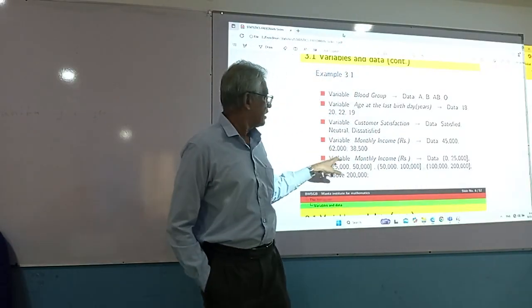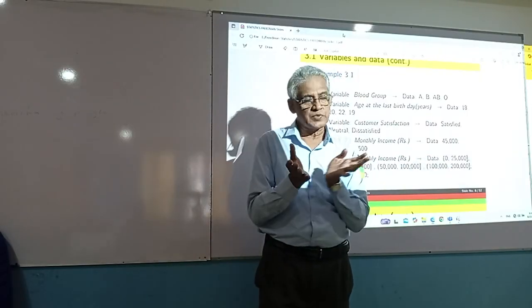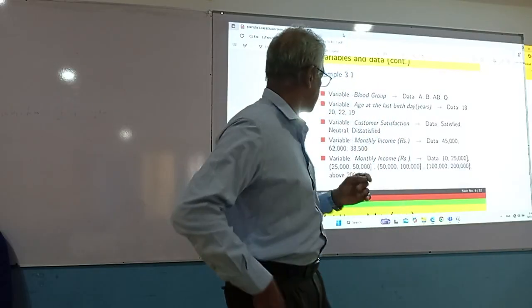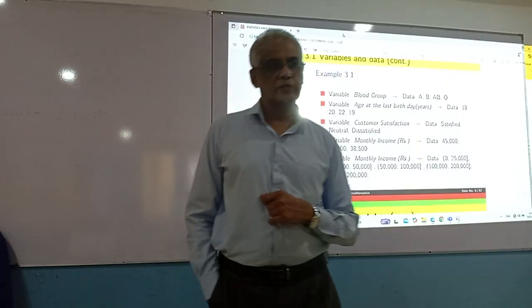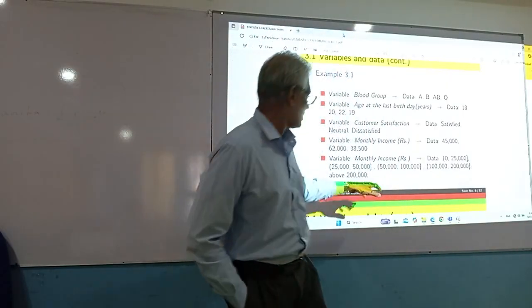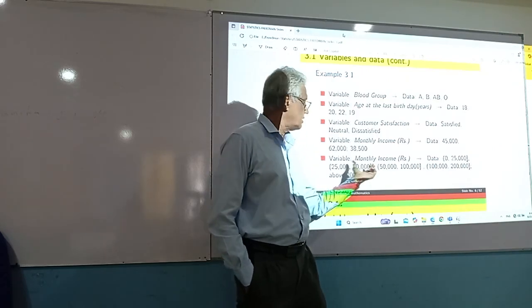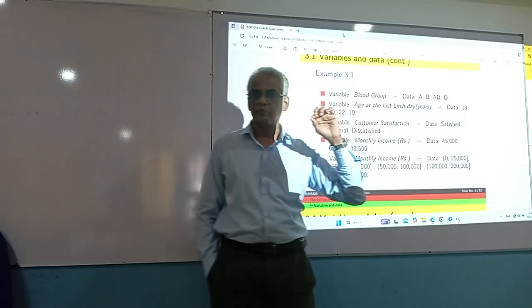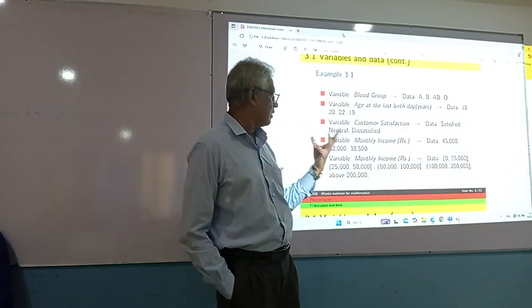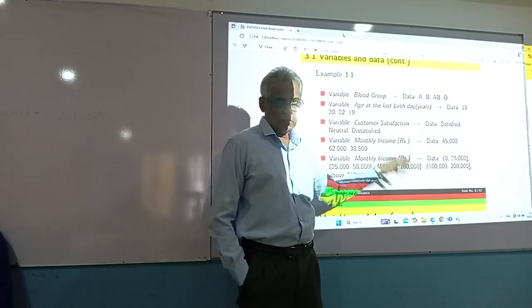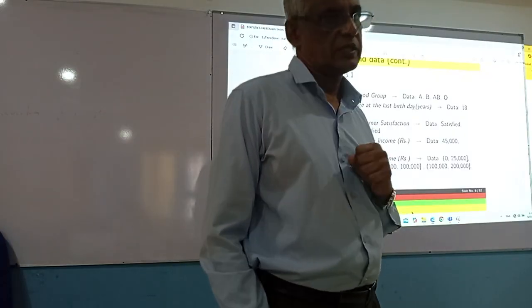If you are looking at the variable monthly income, but the possible data are groups like this, then still the variable is monthly income, but now it is a qualitative variable. Because even though these are numbers, this is one group, this is one category, this is another category. It's not a single number. So these data are going to be categorical. If my income is in this group, then I am in that category. So my data are categorical, not numerical in that case.